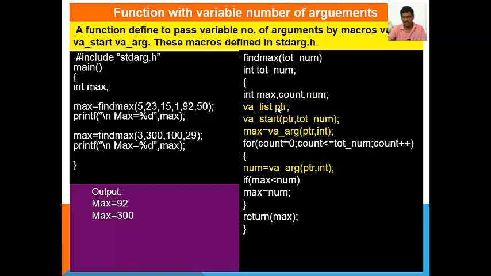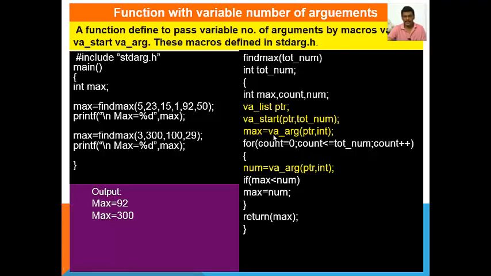What is a va_list variable? ptr is a va_list variable. So ptr comma, here we give total_num. What is the value of total_num? In this case, total_num is 5. So ptr comma 5. So it internally finds the 5 values.